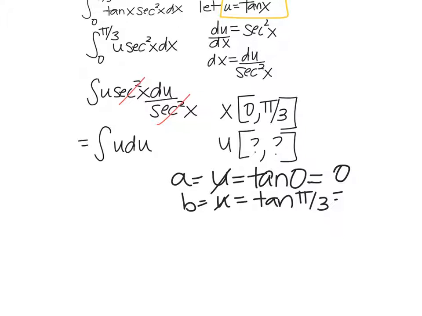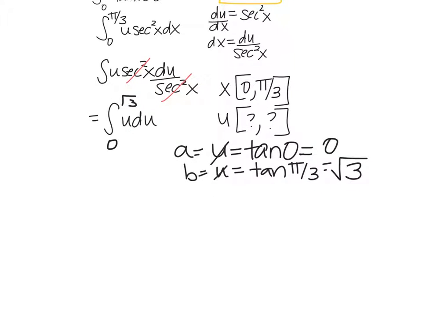Do you know them? No? Remember, like every time from the cheat sheet? Yes. If it was pi over 3, you get root 3. Yes. So this is root 3. And so this is going to go here from 0 to root 3 instead.